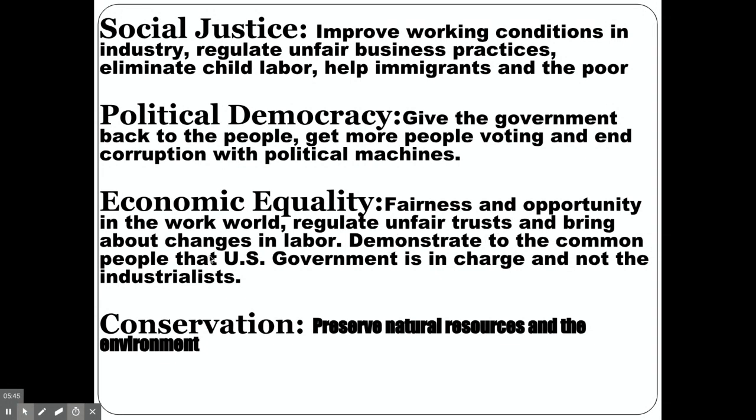Economic equality: fairness and opportunity in the work world, regulate unfair trusts, and bring about changes in labor. Demonstrate to the common people that the U.S. government is in charge and not the industrialists. This isn't about socialist or communist economic equality. It was more about equality of opportunity, both for businesses and individual people in our economic system. And lastly, conservation. Preserve natural resources and preserve the environment is also a part of the progressive movement.